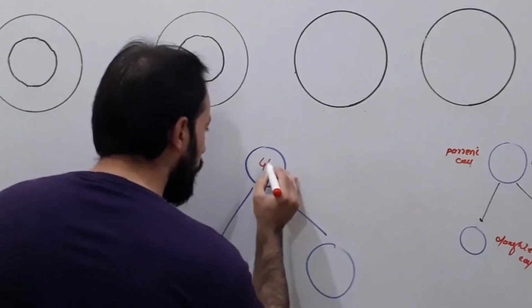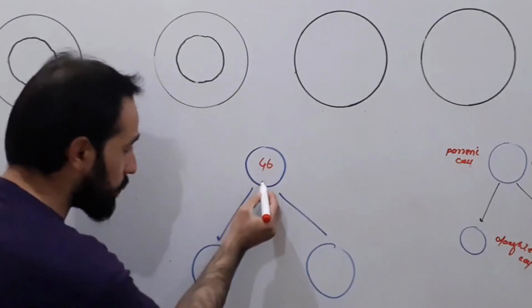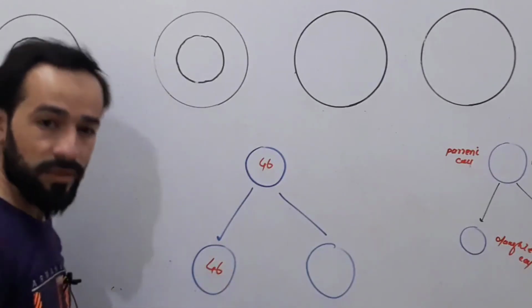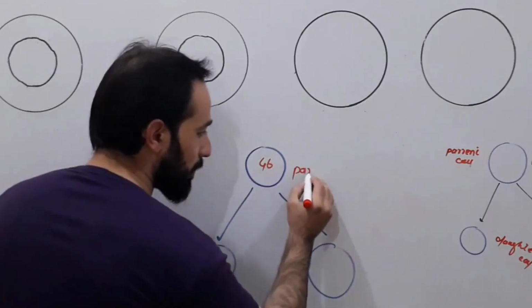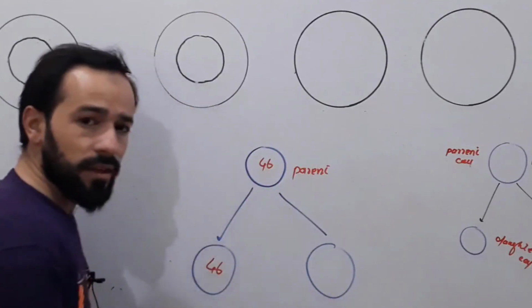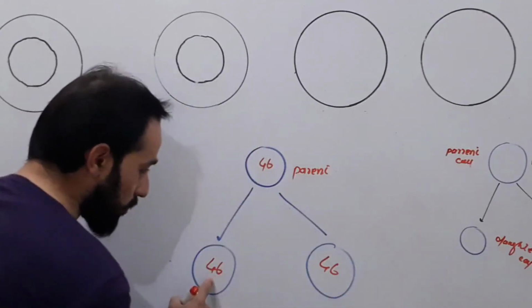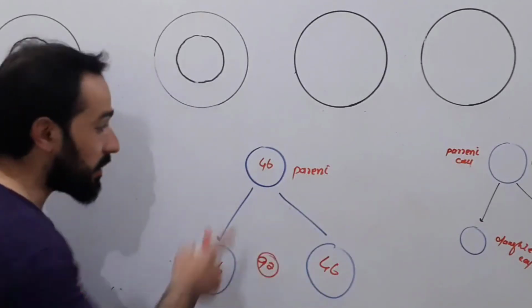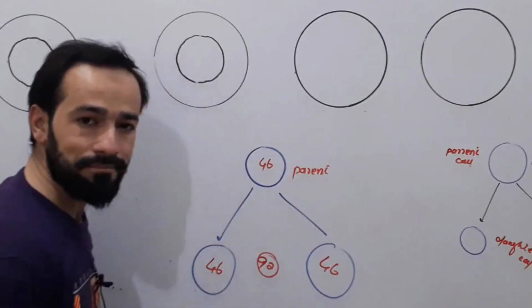This parent has how many chromosomes? 46 chromosomes. Done. And look carefully, listen to me. This cell is going to make two cells and both of them will receive 46 chromosomes. We know that. Now listen to me. This parent cell has 46 chromosomes. It has made two such cells that both of them have 46 chromosomes. Now count the number of chromosomes, please. 46 and 46 becomes 92. And this cell had 46 chromosomes. So where did these 46 chromosomes come from, right?